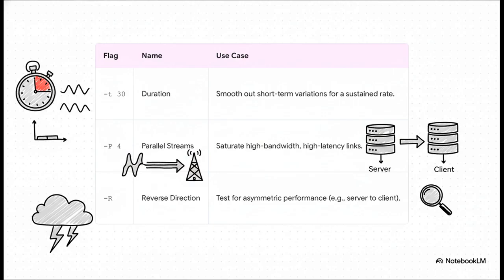Now, -P 4 is really interesting. This runs 4 parallel data streams at the same time. It's a fantastic trick for truly maxing out a link. And finally, -R just reverses the direction, testing from server to client, which is crucial for spotting connections that are faster one way than the other.